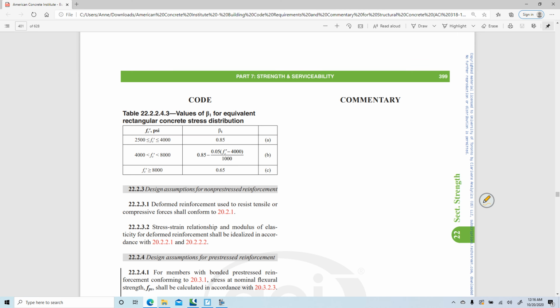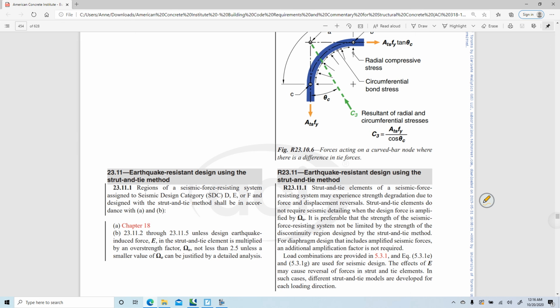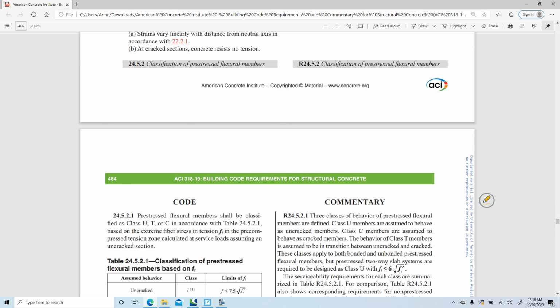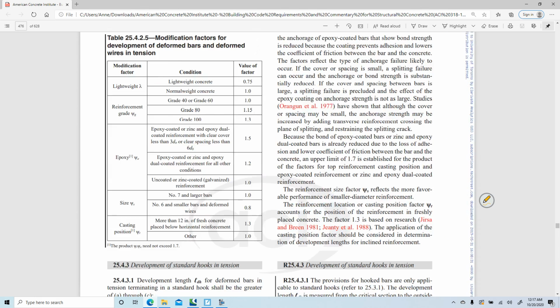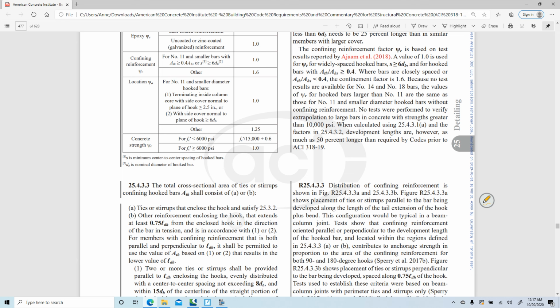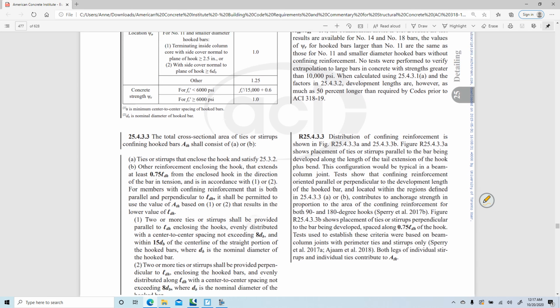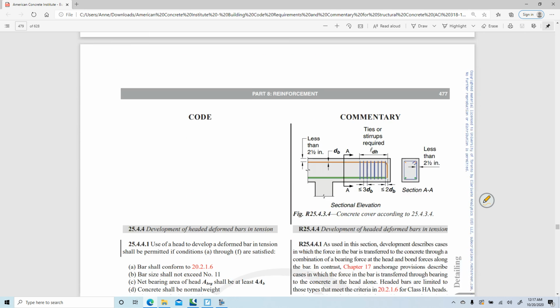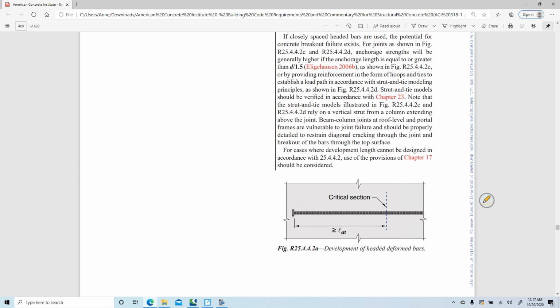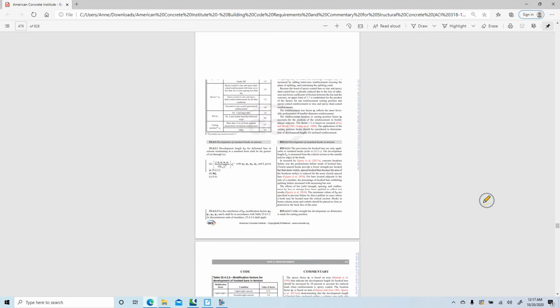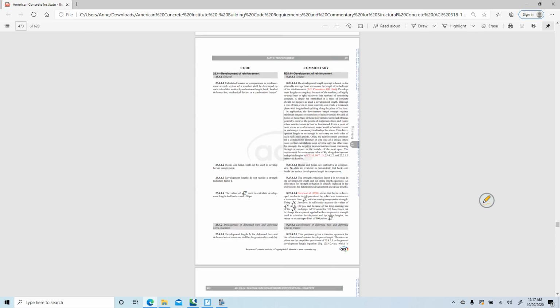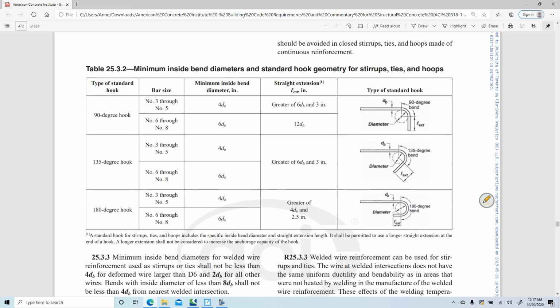So let's see, where did I get that? I really should put a tab on there, and I don't have one. So the inside bend diameter, somewhere around here, isn't it? There's my hooks. Oh, that was too far. It's 470. Right there. Right. I got a number 3.